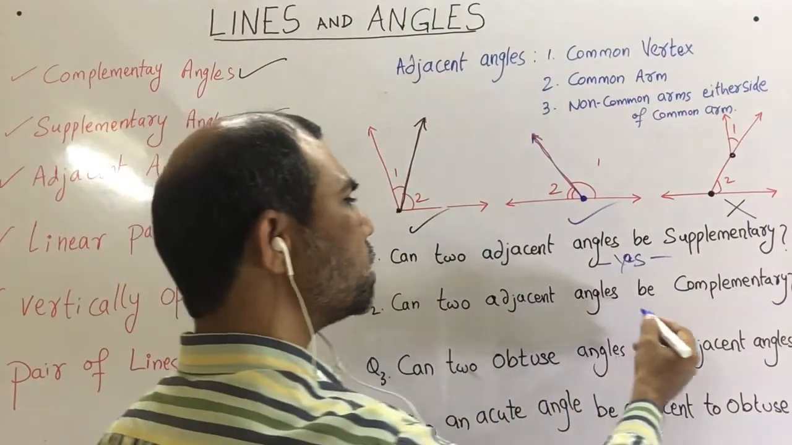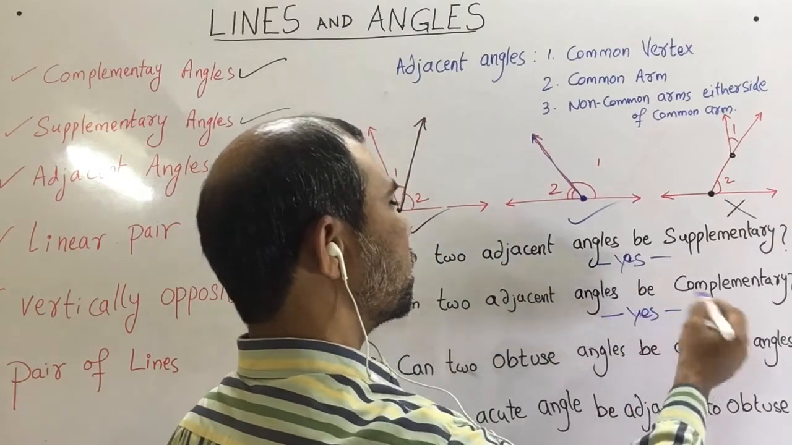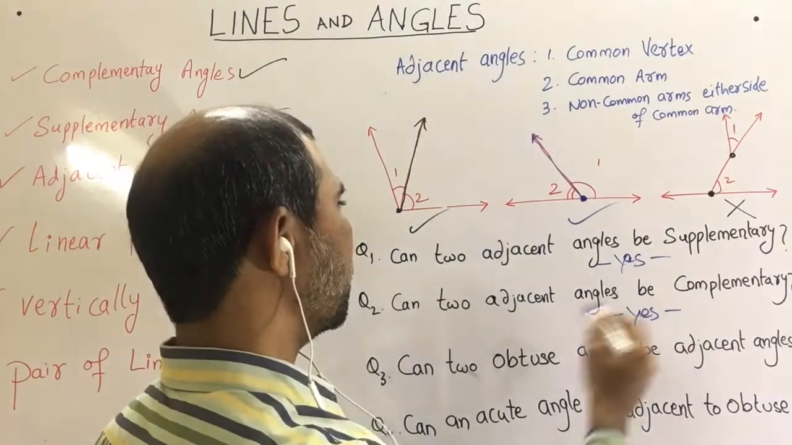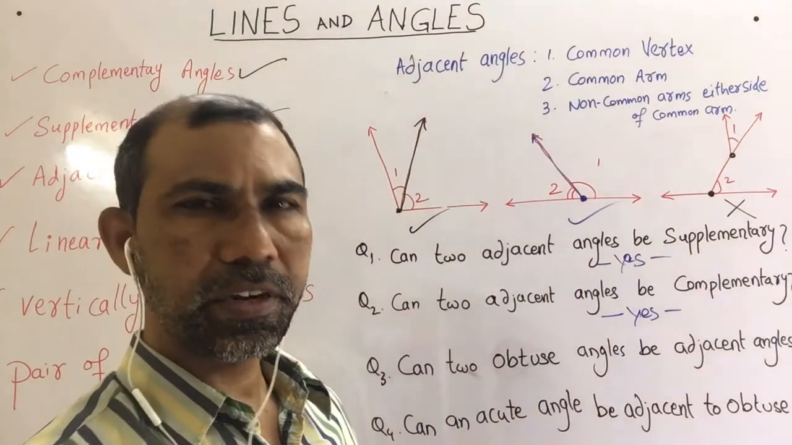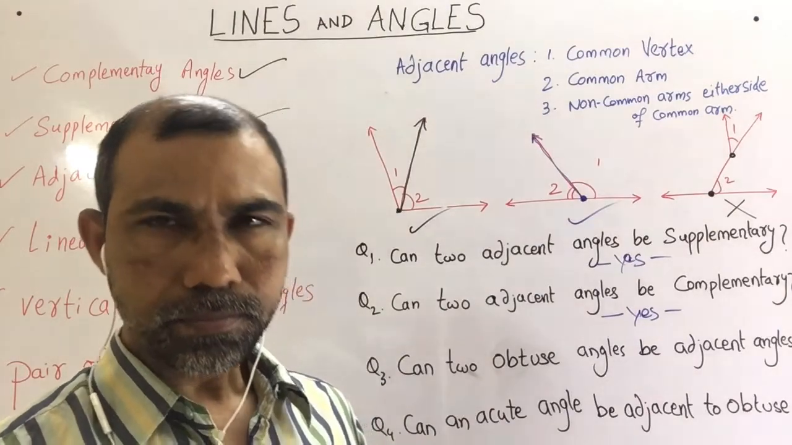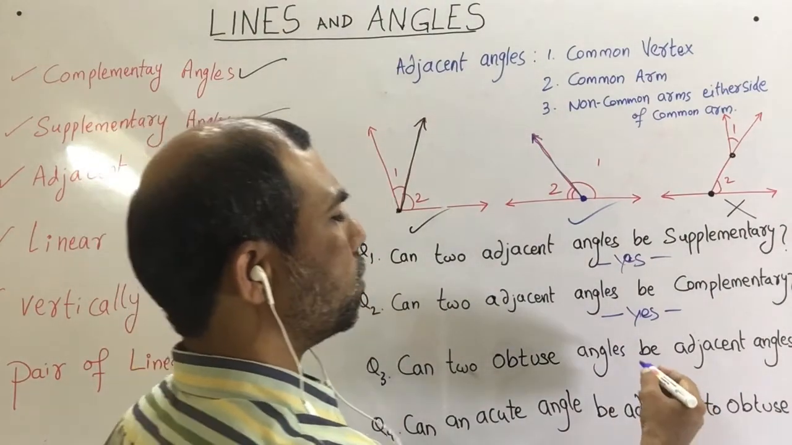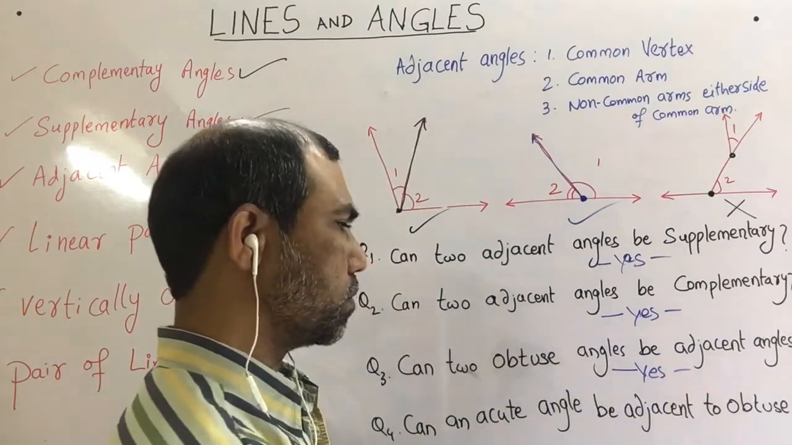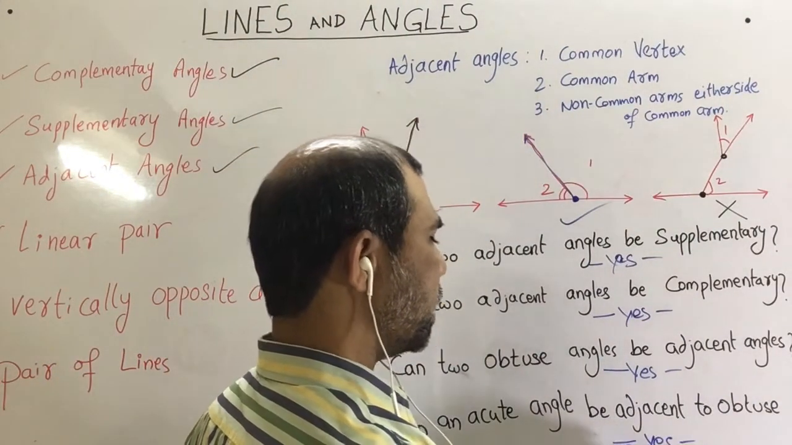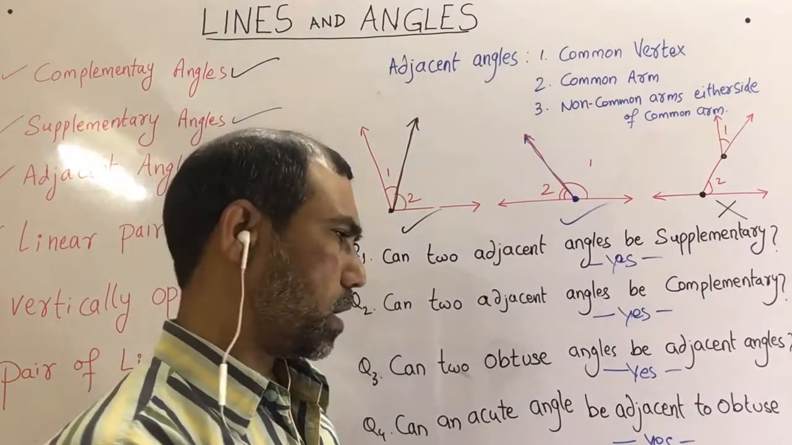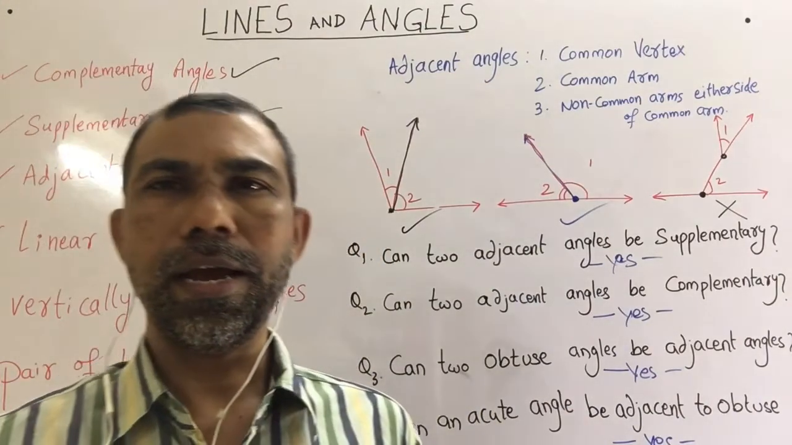And can two adjacent angles be complementary? Yes, of course, they can be complementary here. That means you can take one right angle and convert it into two different angles. At the same time, obtuse angles can also be adjacent angles. And can an acute angle be adjacent to an obtuse angle? Yes, any angle can be adjacent to any angle. You can see, up to 360 degrees total, you can have any type of adjacent angles here.